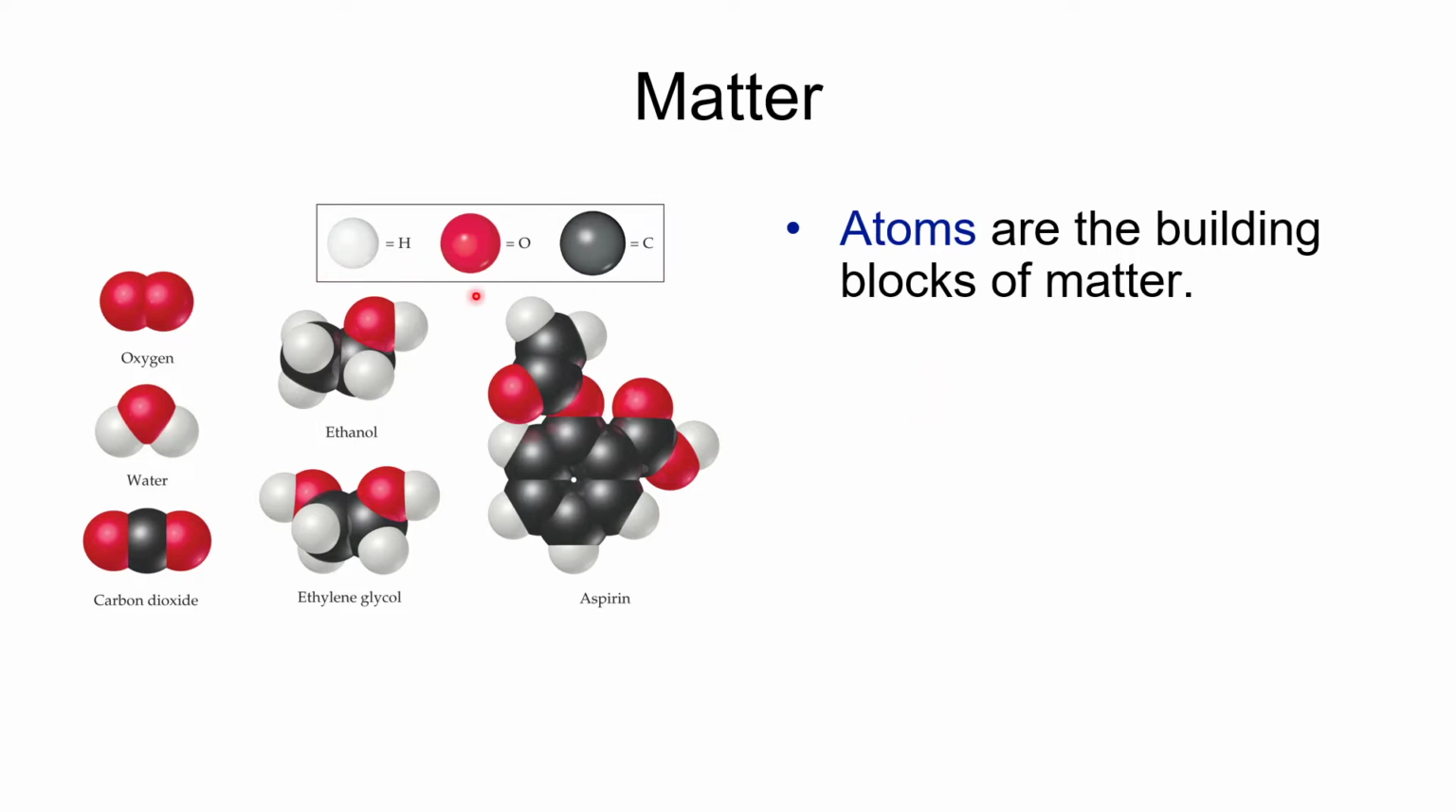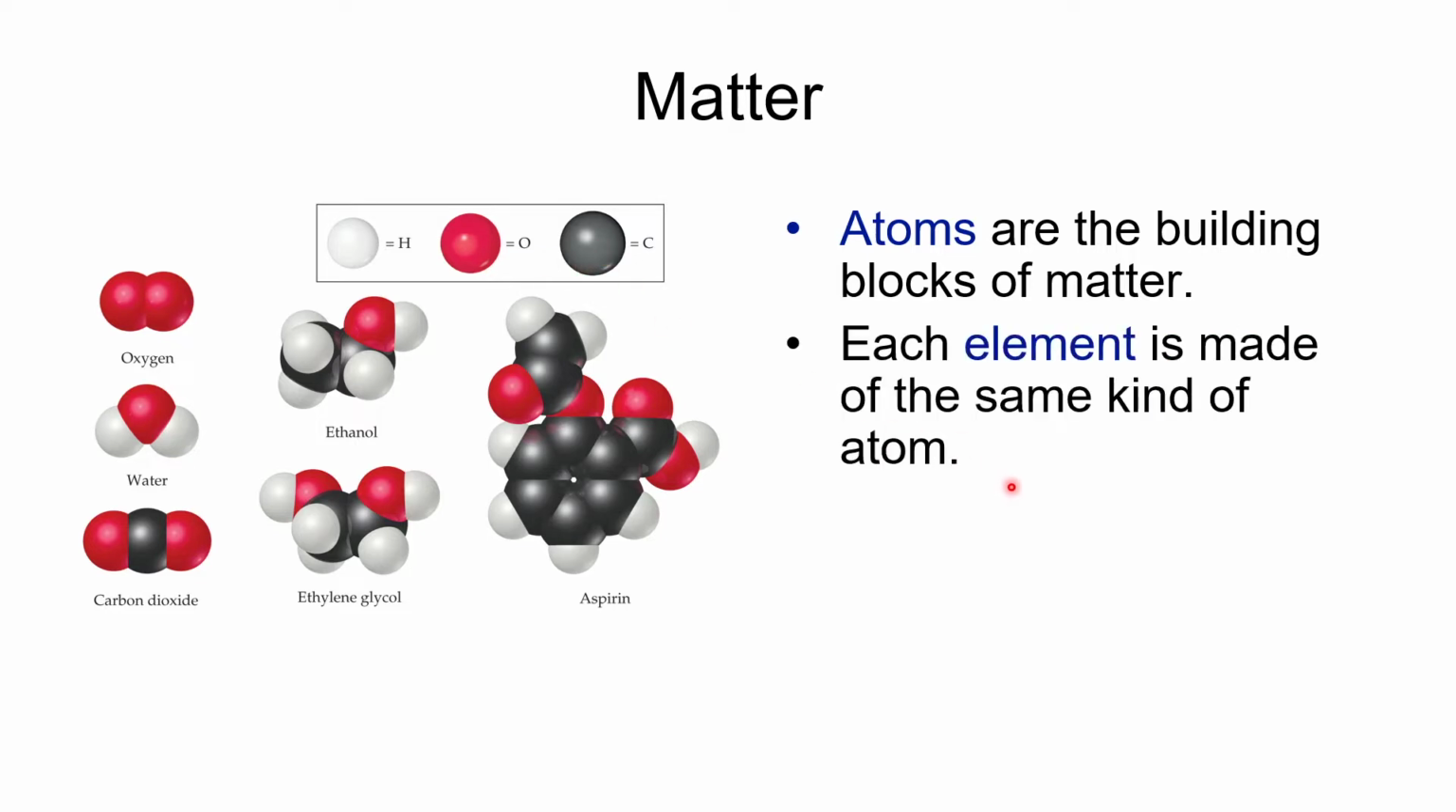There's 3 different types of atoms on this figure over here on the left. There's hydrogen, which are white, the red ones are oxygen, and the black ones are carbon. Those are 3 different elements. And so all of the atoms of the same kind are alike, mostly.